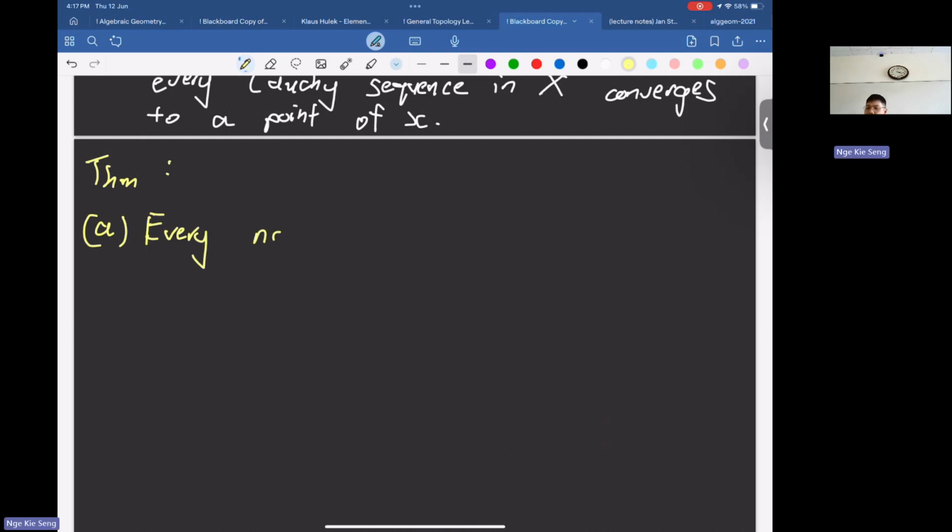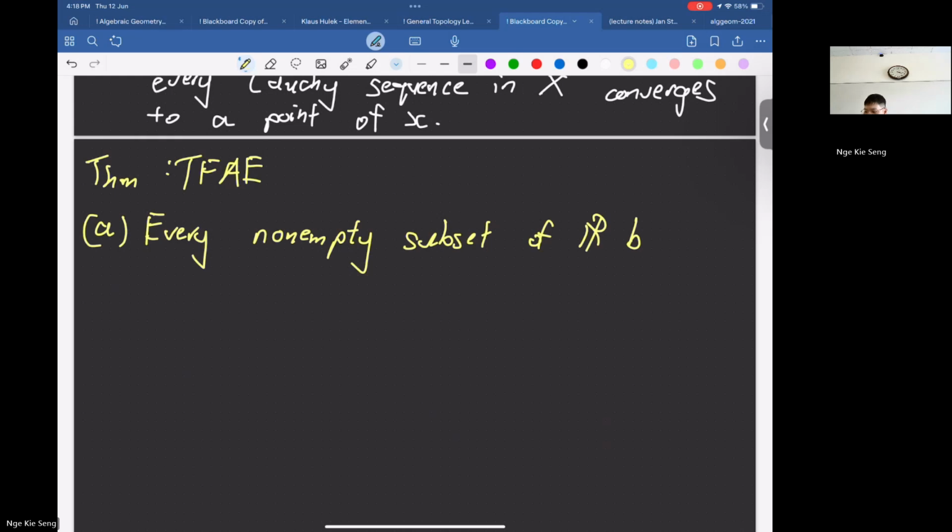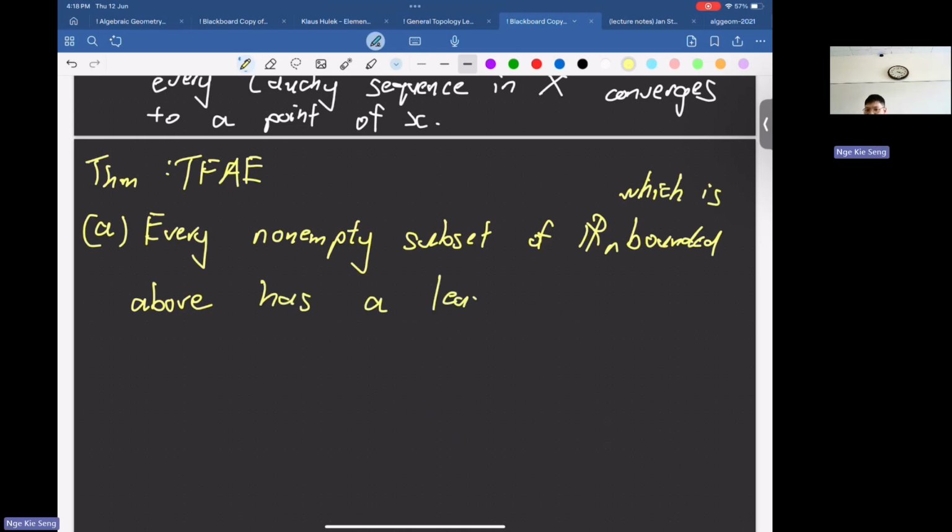Every non-empty subset of R, very important, non-empty, so here is the list of equivalent statements. I still have one more to say. Every non-empty subset of R which is bounded above has a least upper bound. This is the least upper bound axiom, LUB.